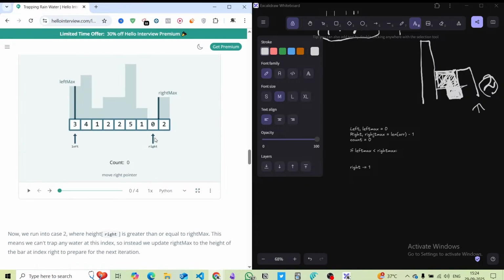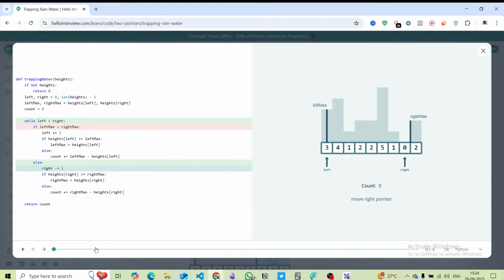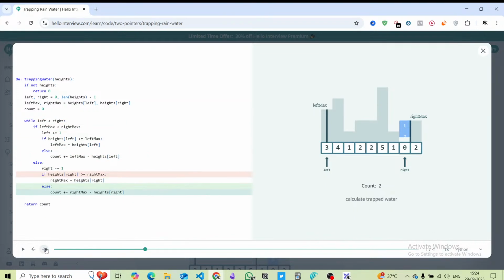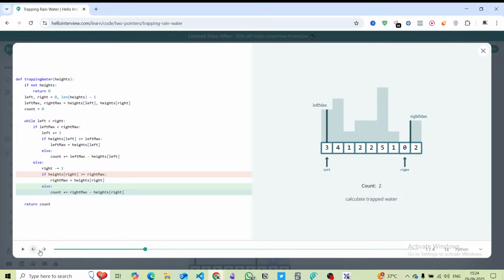So again, it will go on and then it goes on here. I think we just check this one. Okay, here the count will be 2, right? Okay, then they just move, reduce the right.